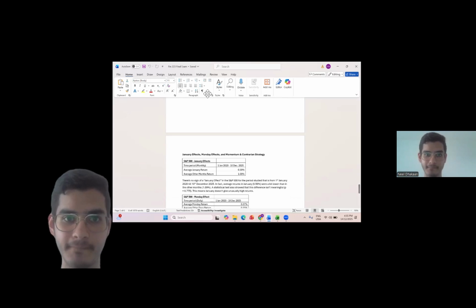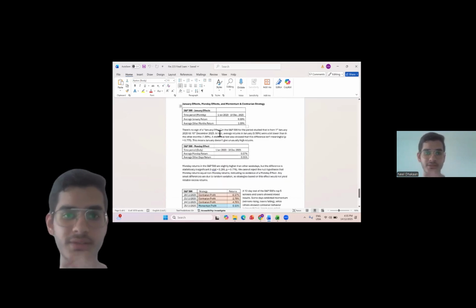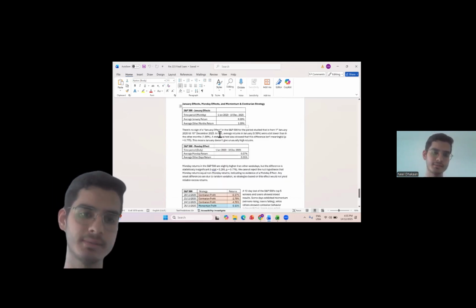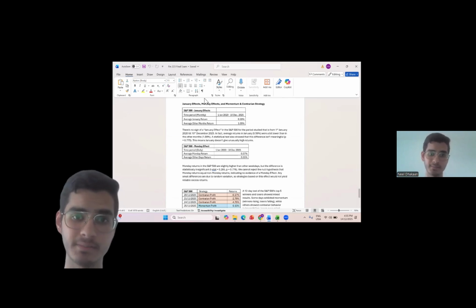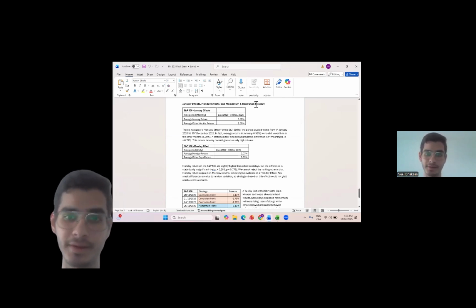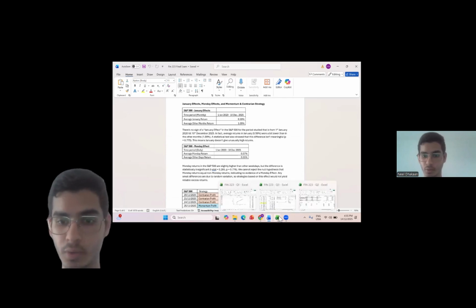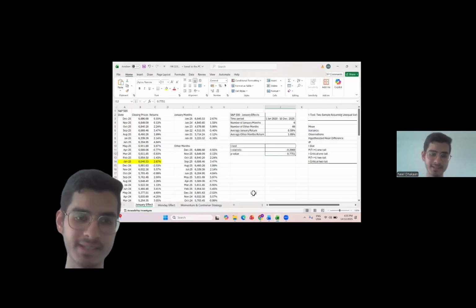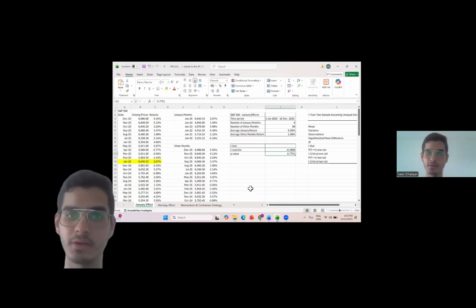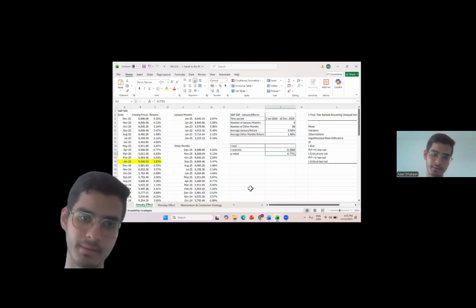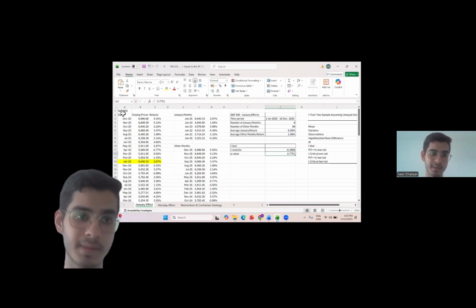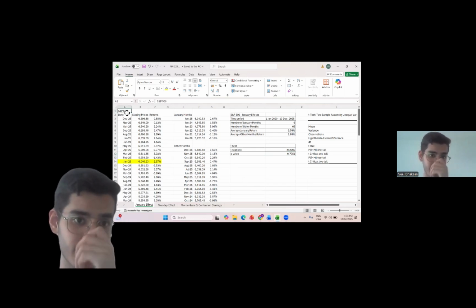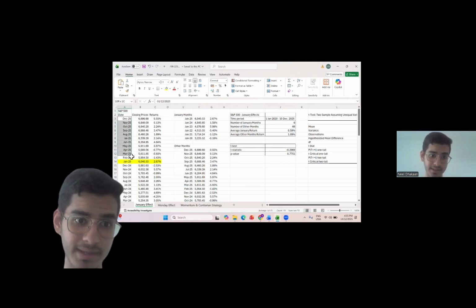And then yeah, question three was about analyzing the January effect, the Monday effect, and the momentum and contrarian strategy. So what I found with the January effect, which assumes that the returns for January are high, is this. I took my index as the S&P 500, time frame was 5 years, so this is monthly data.